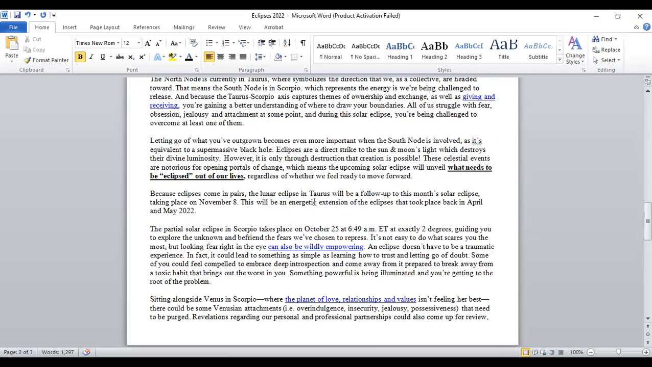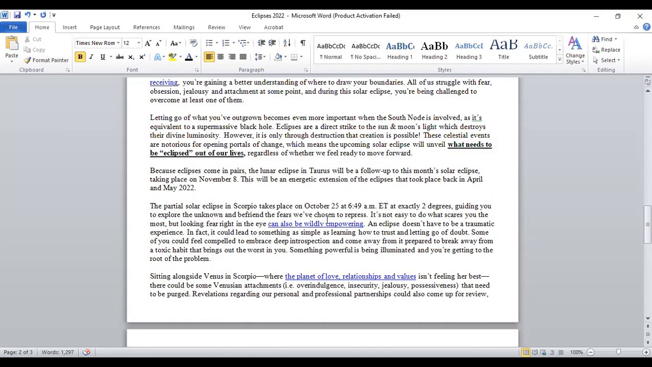All right, a little bit more is good. Letting go of what you've outgrown becomes even more important when the South Node is involved, and it's equivalent to a massive, supermassive black hole. Eclipses are a direct strike to the sun and moon's light, which destroys their divine luminosity. However, it's only through destruction that creation is possible. These celestial events are notorious for opening portals of change, which means the upcoming solar eclipse will unveil what needs to be eclipsed out of our lives, regardless of whether we feel ready to move forward.